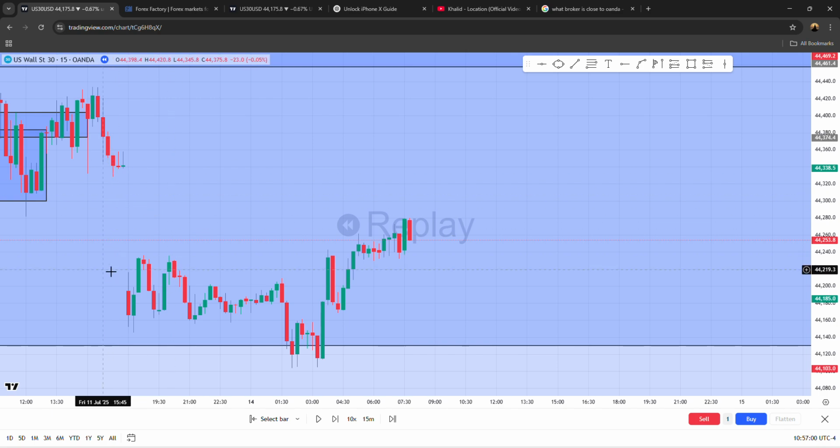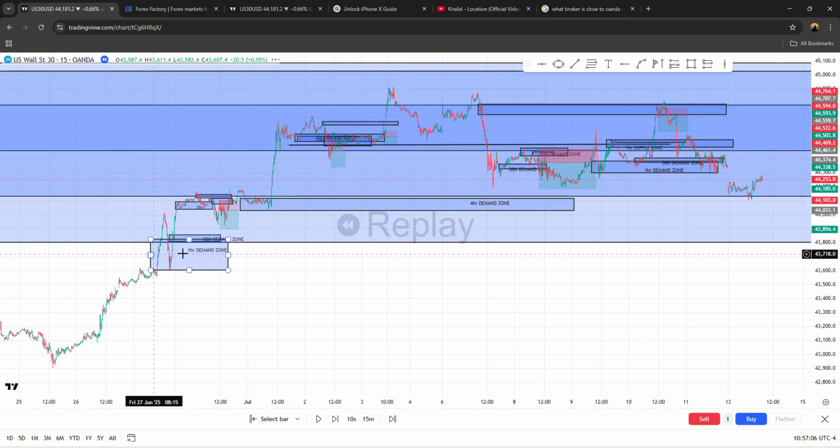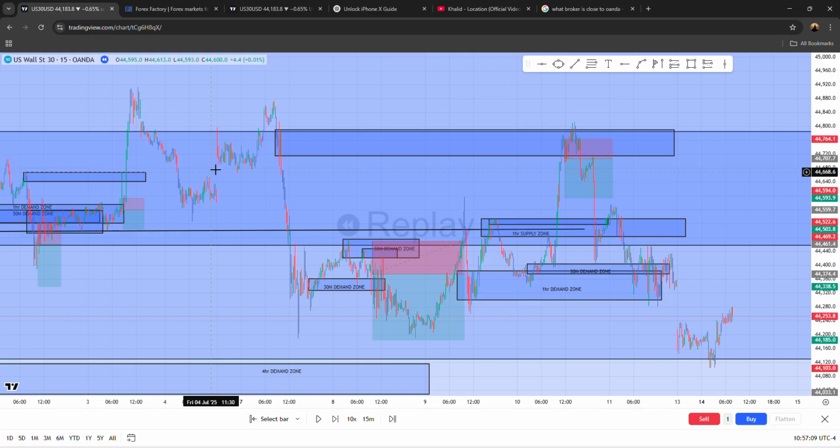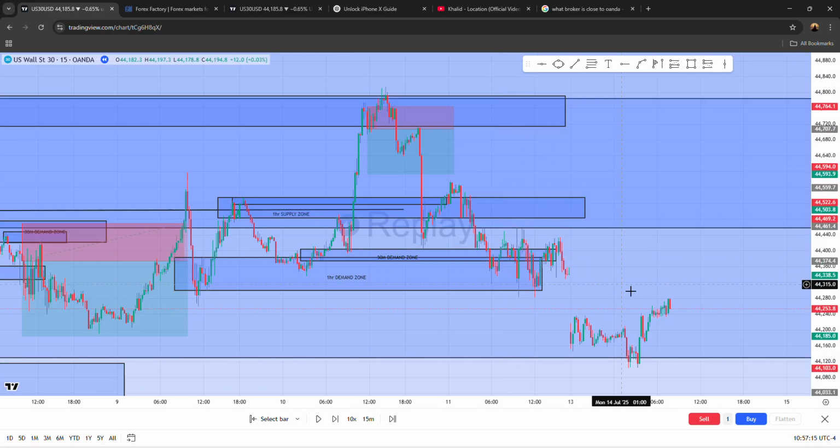Something I should also tell you guys: whenever there's a gap in US30, we always fill it. Usually always fill it up. Literally always fill it up. Price would always come back to it. I don't know when or how, but price always comes back to it. That's something you should always know.